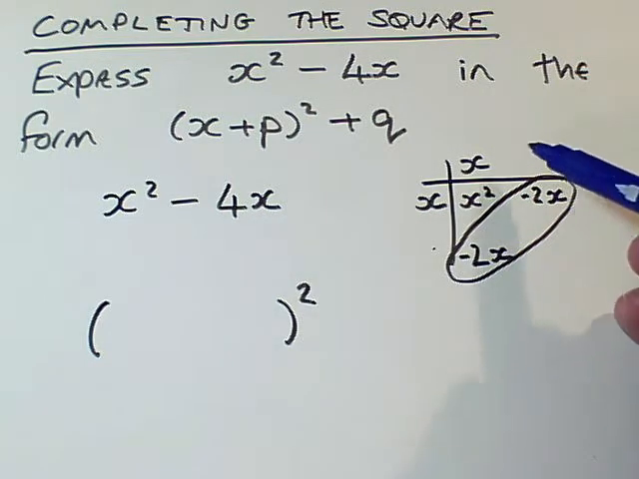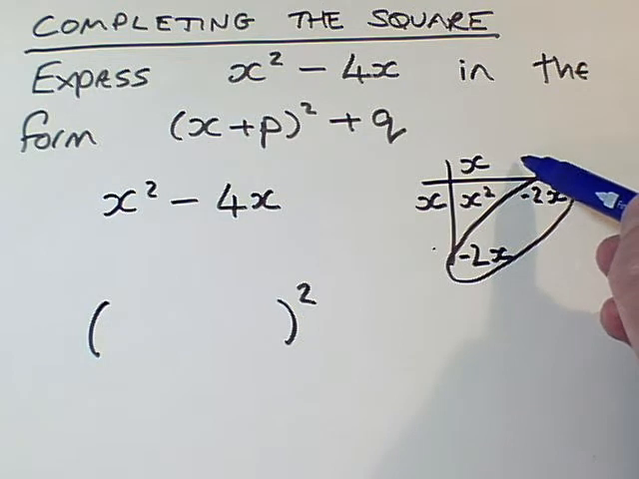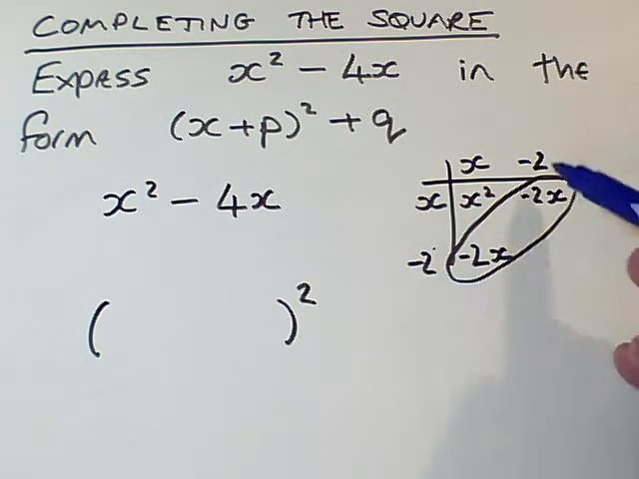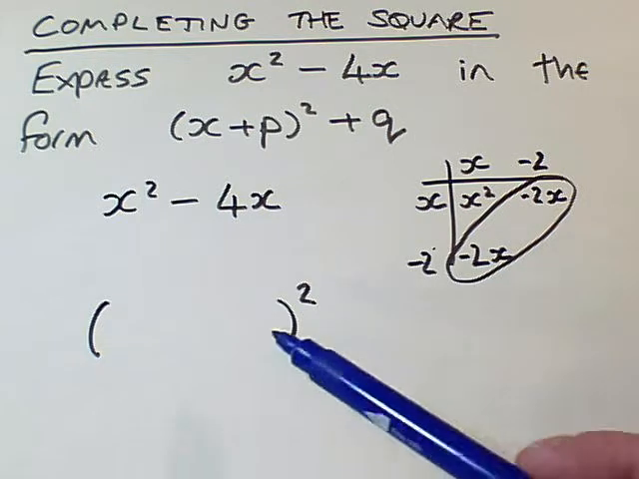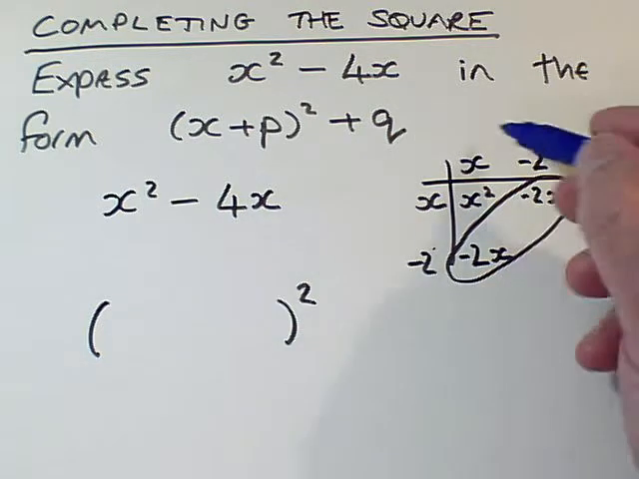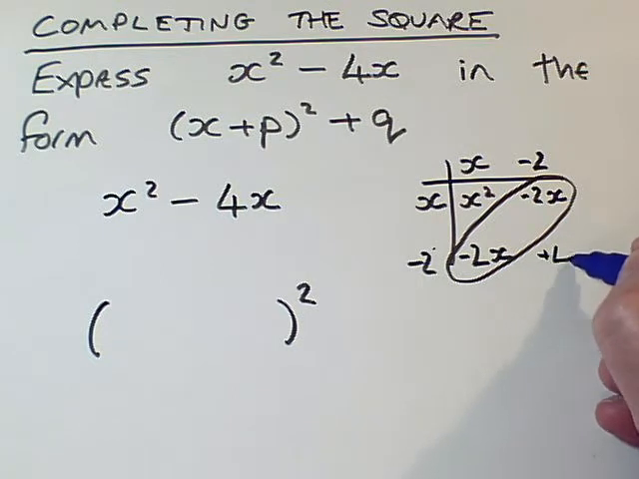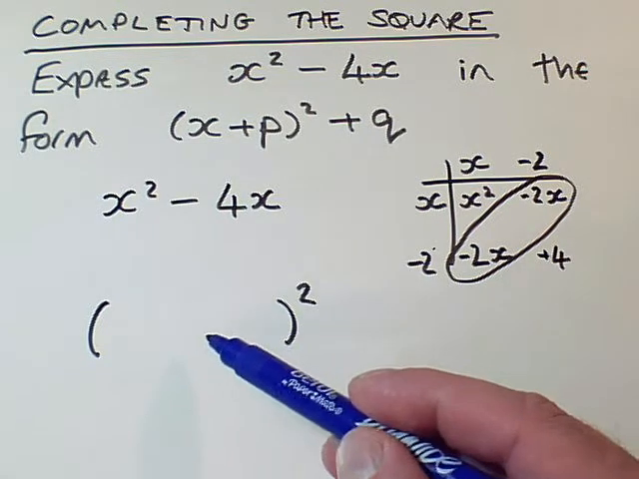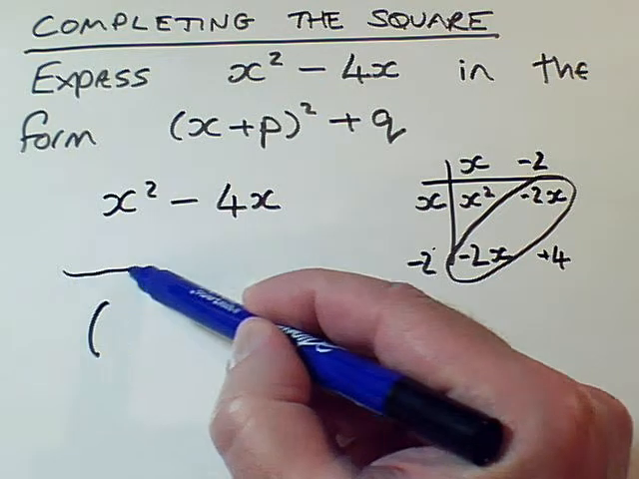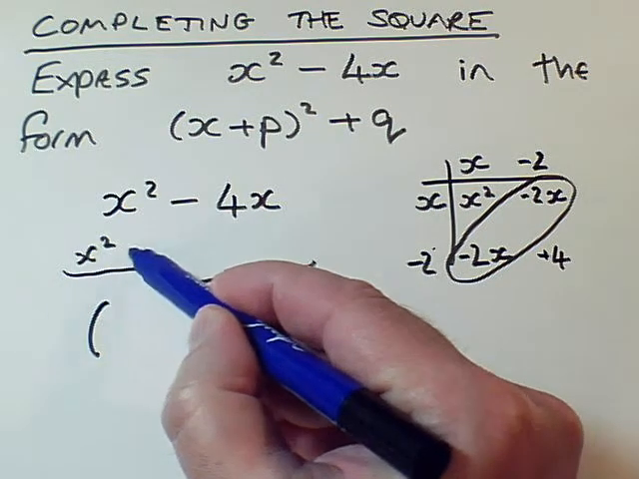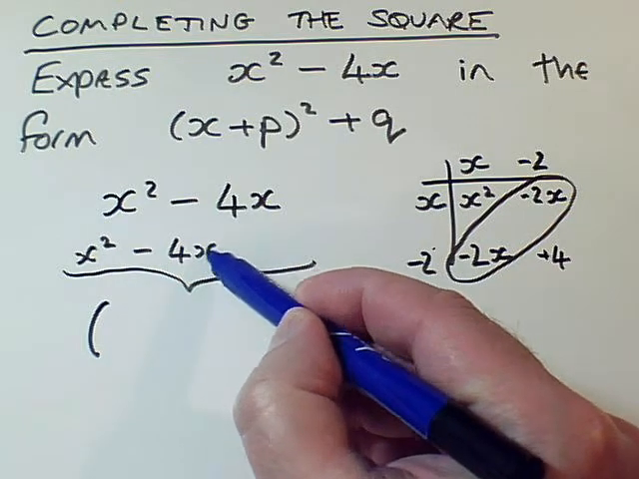And now I can work out what number I need in the bracket. So I need a minus 2 and a minus 2 to form the minus 2x's. So I now know what my squared bracket is going to be. It's going to be x minus 2 squared. But if I square this all out completely, I'm going to get minus 2 times minus 2 is a plus 4. So if I think about where the squared bracket comes from, on the line above, it's going to come from x squared minus 4x plus 4.